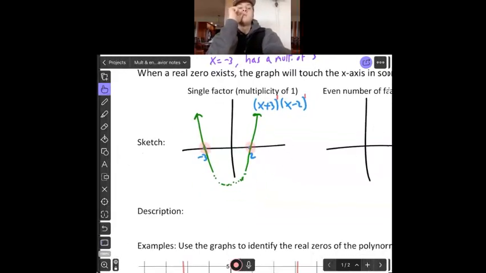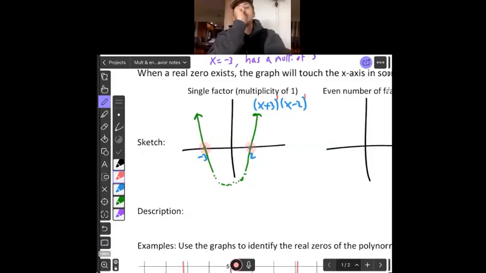Okay? And with a multiplicity of 1, what we'll always see is that it's just like a straight pass through. The curve just pretty much runs straight through there. Nothing really weird is going on. The graph is crossing the x-axis at that point. Nothing weird. Okay? That's with a multiplicity of 1.